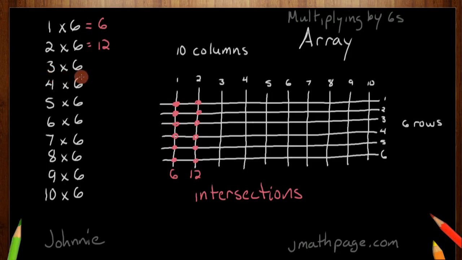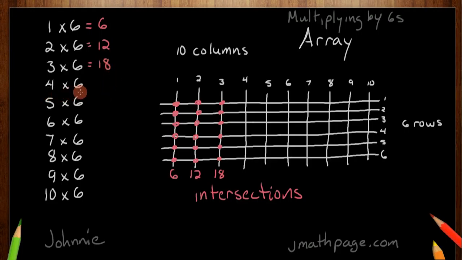What about 3 times 6? 3 columns, 6 rows. Here's the third column. Here are our rows. Let's mark the intersections. I had 12 before. Let's count on. 12, 13, 14, 15, 16, 17, 18. Okay, now I have 18 intersections when I have 3 columns and 6 rows. So 3 times 6, 3 columns, 6 rows gives us 18 intersections.